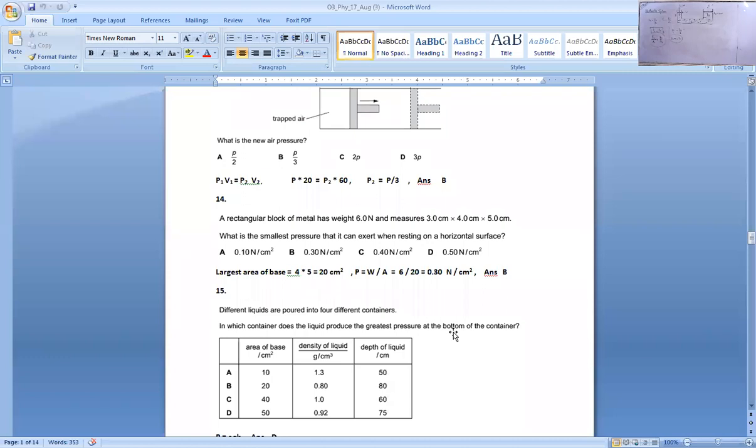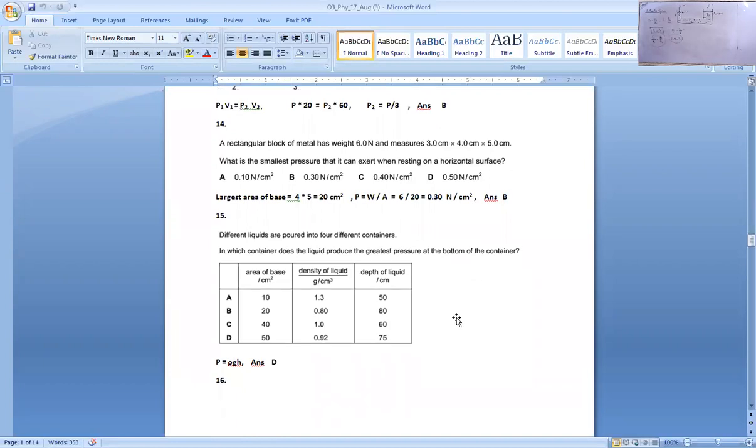I know pressure is force over area. In this case, force will be the weight of the block. So weight divided by area, that is 6 Newton divided by 20. In this case, I have not changed the dimension into meters because given answers are in centimeter square. So I'm still using centimeter. Otherwise, we are supposed to change centimeters into meters. We are supposed to use the standard unit for measurement. In this case, I'm not using it because the options are in centimeter square. So 6 divided by 20 gives you 0.30 Newton per centimeter square. That is option B.